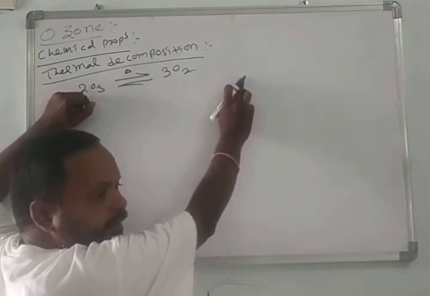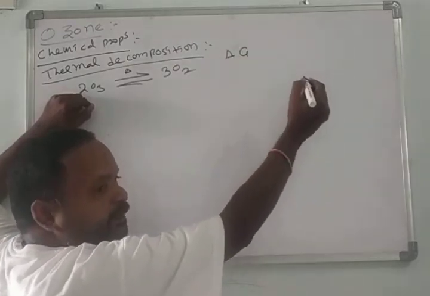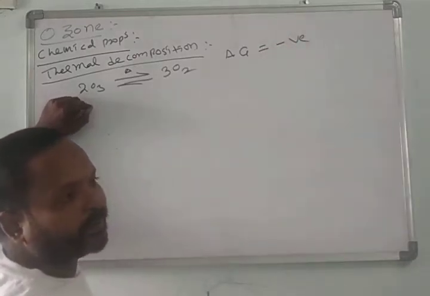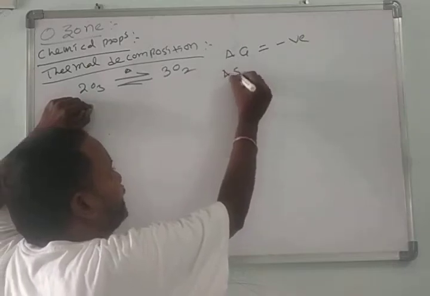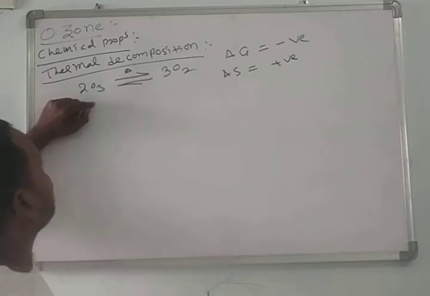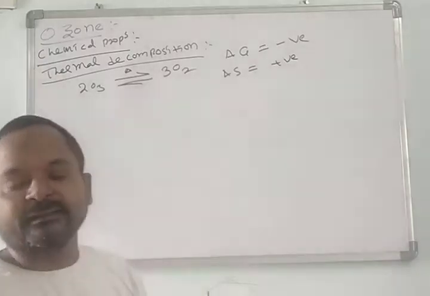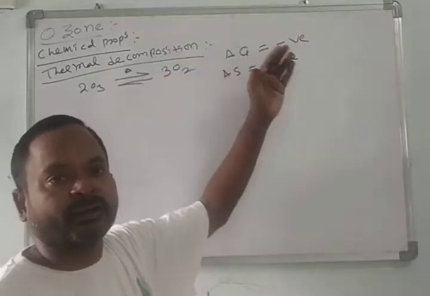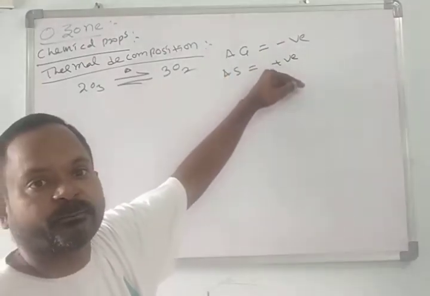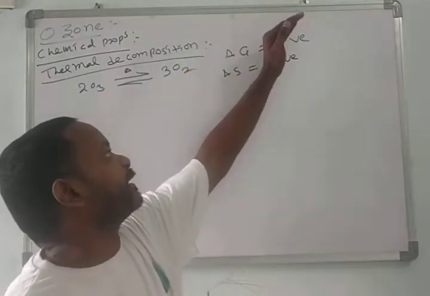So it is an exothermic reaction. Here delta G, the Gibbs free energy, is negative. Energy was released, so Gibbs free energy is negative, and delta S is positive. Entropy increases. The conversion of ozone to oxygen means the density decreases, that means entropy increases, so delta S is positive. Here energy was released, that means delta G is negative.